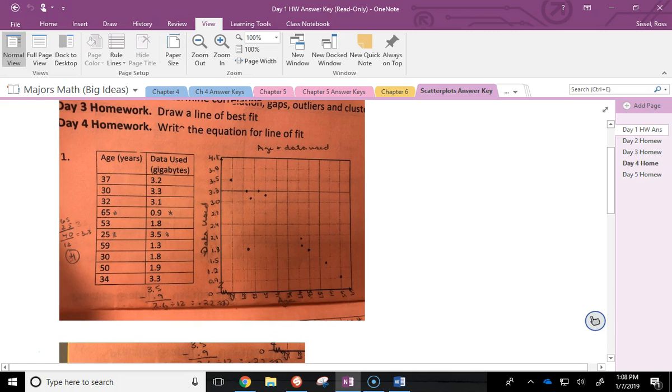If yours is late, make sure you end up doing it tonight, because you cannot do tonight's, tomorrow's, or Wednesday's homework without having your scatter plot made. You have to have your scatter plot made to do the homework. Everything we're doing is based off the scatter plot. So you have to do that.